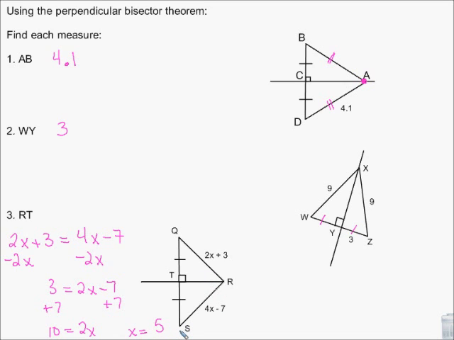Why did I write down RT? I typed that wrong, that should have been RS. Okay, so if x is 5, we can find RS, we plug the 5 in. So I get 20 minus 7, so 13. That's not a 5, that's an S. Does that make sense?